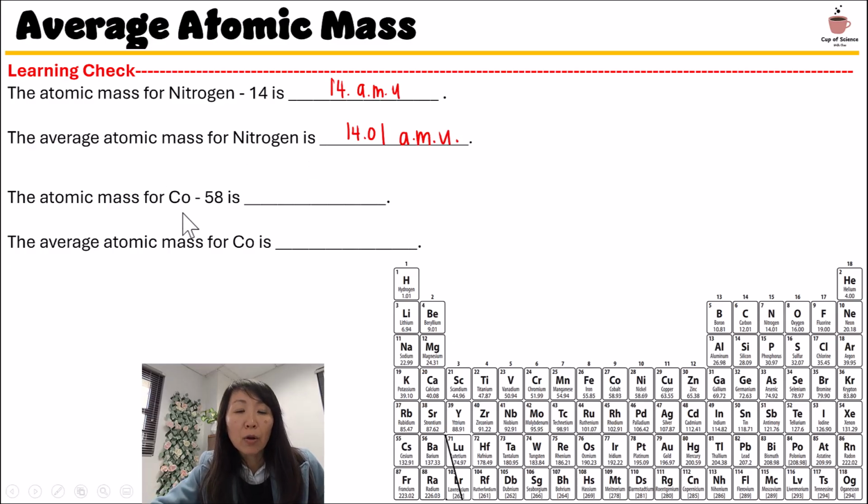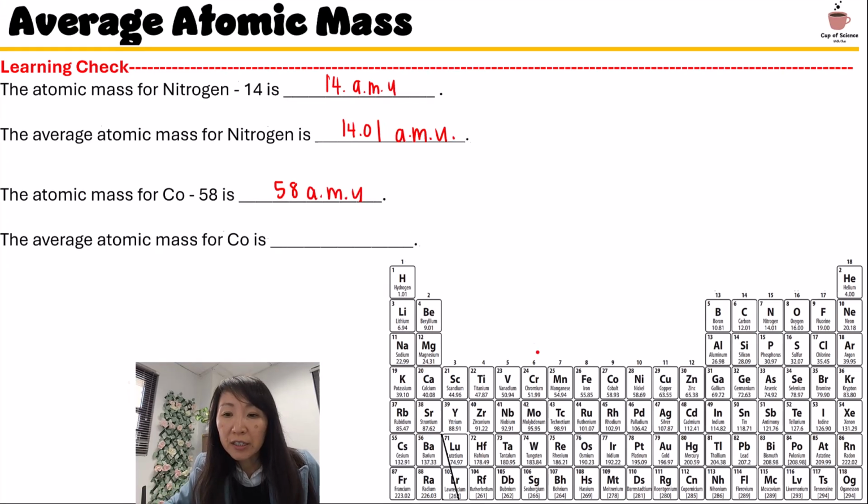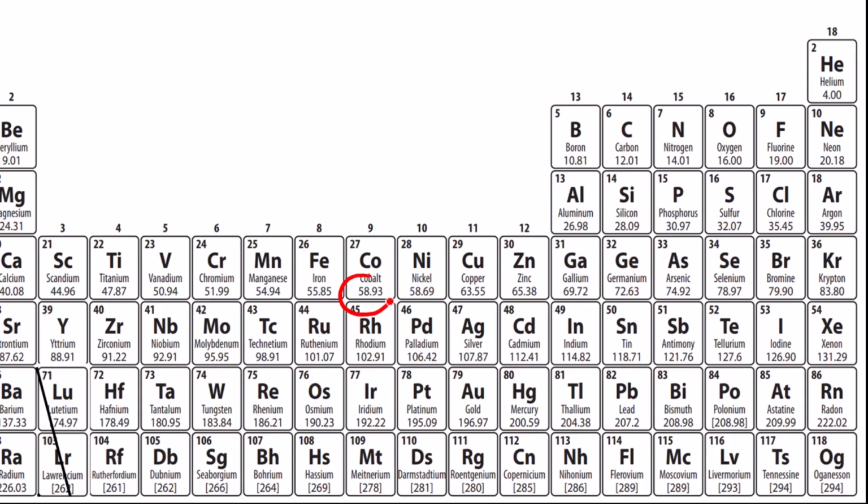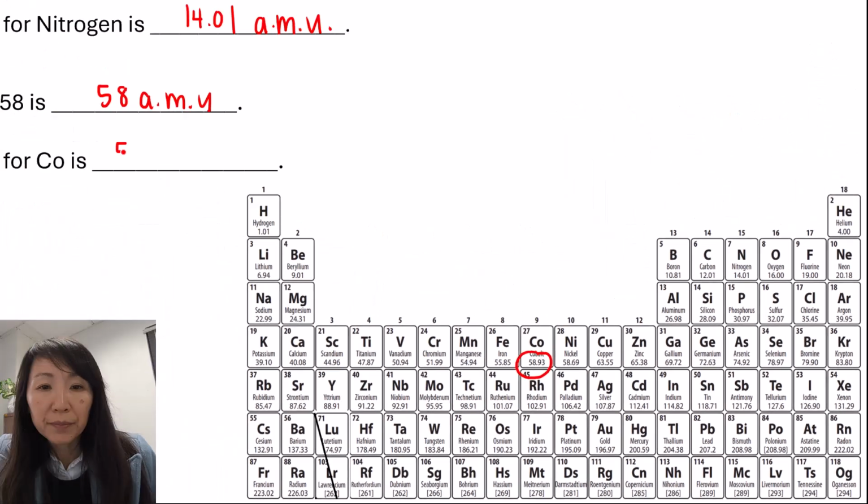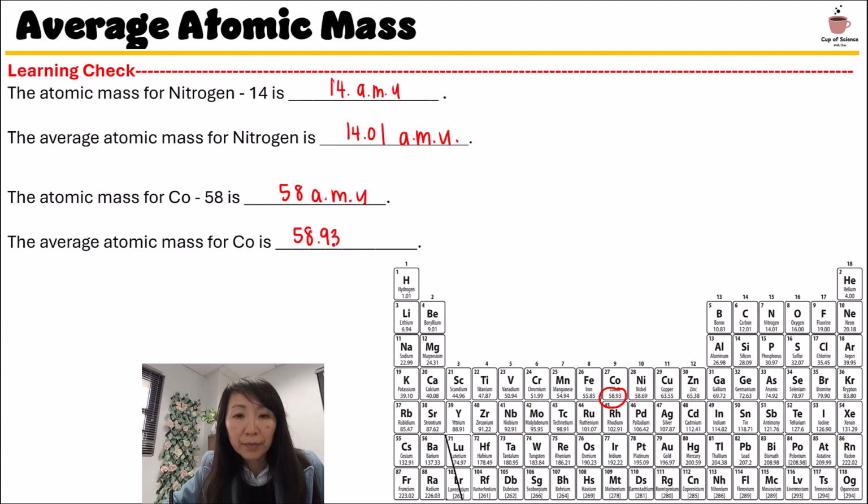How about atomic mass for cobalt-58? That 58 already tells you the atomic mass unit is 58, or you can add proton and the neutrons together if they don't give you that. And so that would be 58 AMU. And the average, if you look at the periodic table, is 58.93 AMU. So that's the difference between a regular atomic mass versus the average atomic mass.